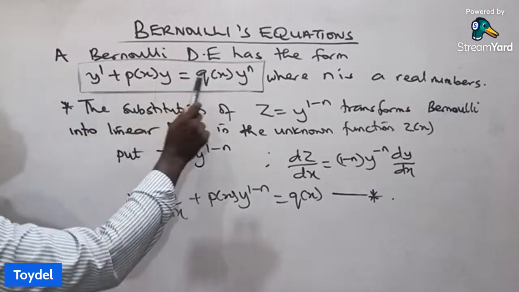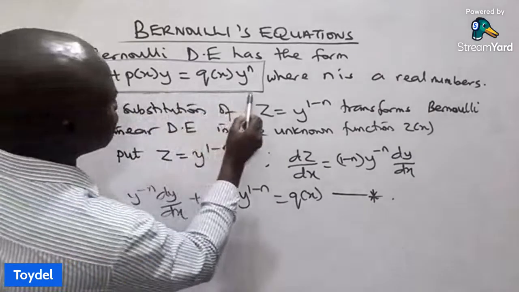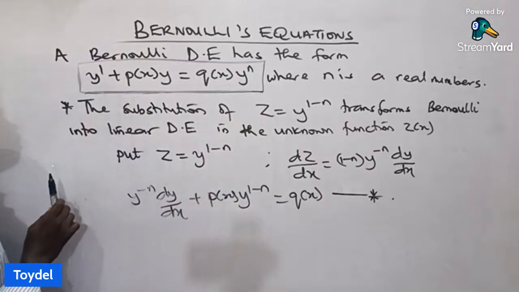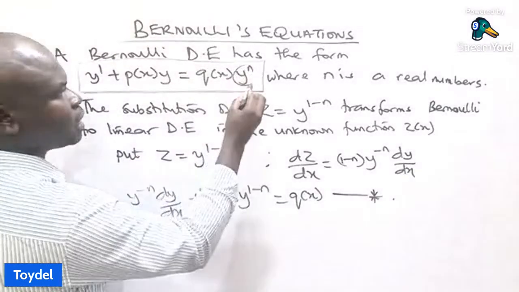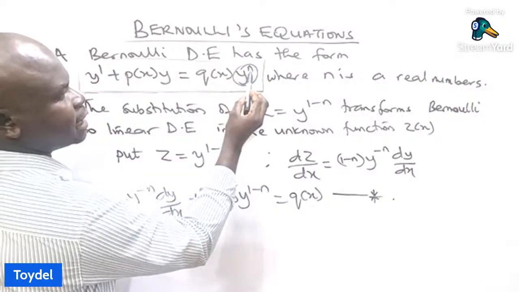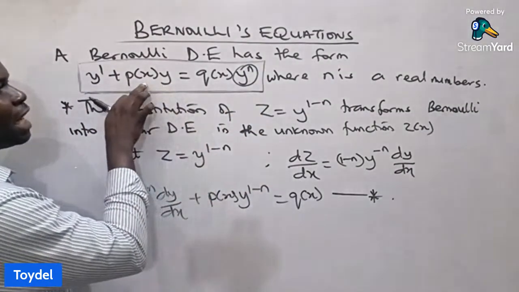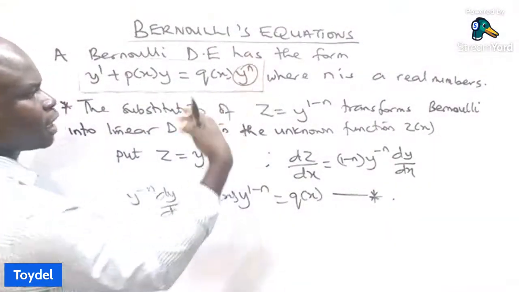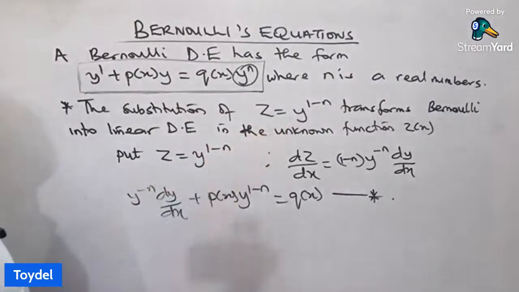A Bernoulli differential equation has this form. This form is almost the same thing as a linear differential equation. The only difference is that in the linear differential equation, y^n is either raised to power 0 or 1, so we don't have a function of y on the right hand side. Here, n is a real number.